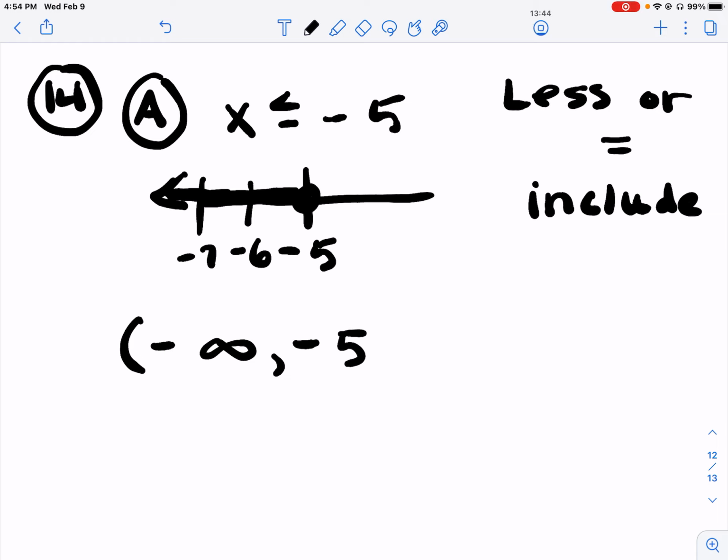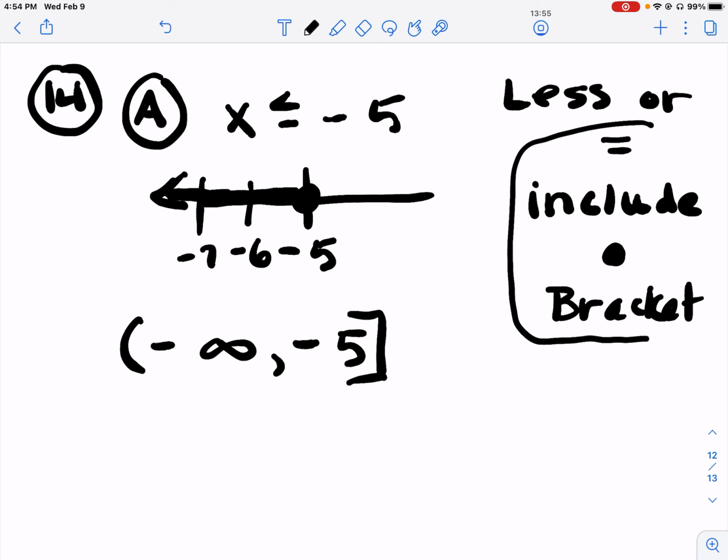The or equal to means use a bracket. Okay, include means color it in and a bracket. Okay, you include when you have or equal to.